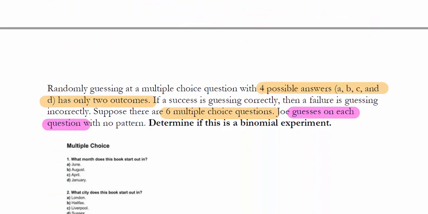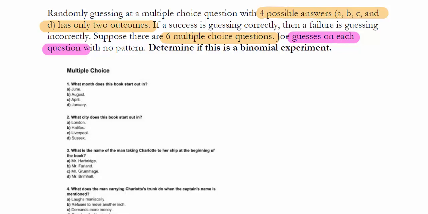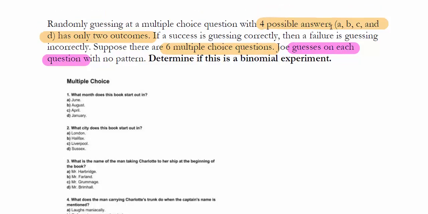For example, moving right along, let's go to this problem dealing with a multiple choice question. Here we'd have 4 possible answers, A, B, C, or D, and 2 possible outcomes, either it's right or wrong for each question. Suppose that there are 6 multiple choice questions. Joe guesses on each with no pattern. Determine if that is a binomial experiment.